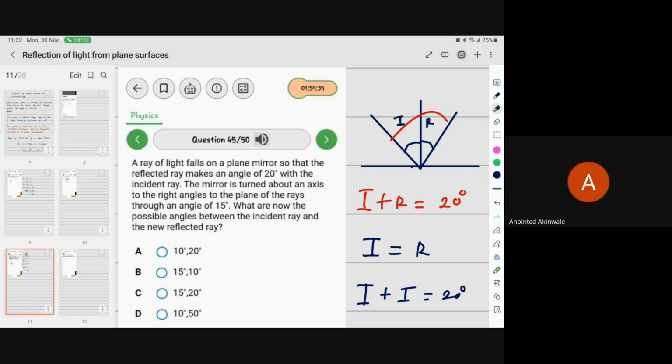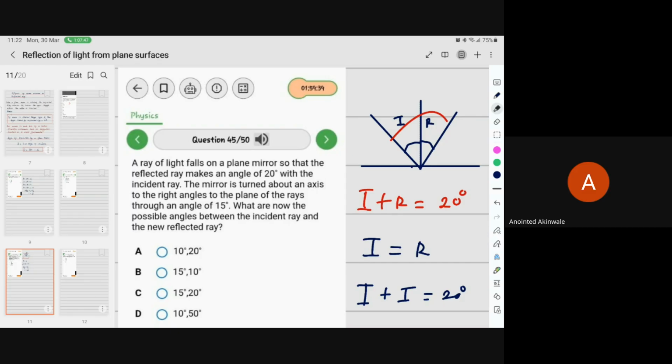Since the angle between the incident ray and the reflected ray is 20 degrees, by the law of reflection, angle of incidence is equal to angle of reflection. So 2i is equal to 20 degrees. Then you have that i is equal to 10 degrees. But we've moved past that stage.